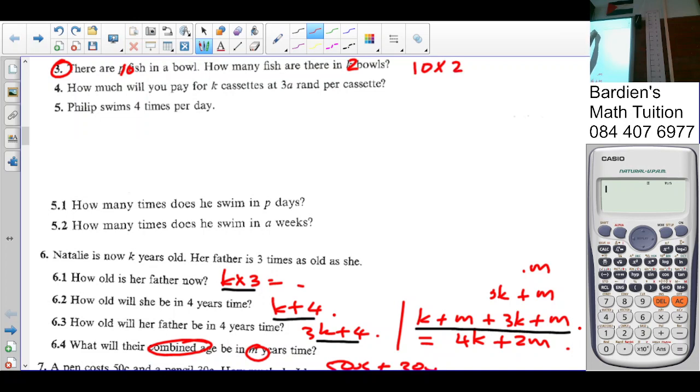10 times 2. If there are 5 fish in 6 bowls, that would be 30. 5 times 6 is 30. So if there are P fish in K bowls, P times K equals PK. You got that right? Nice. You got K times P? Is KP the same? PK, KP is the same. Right, in alphabetical order.